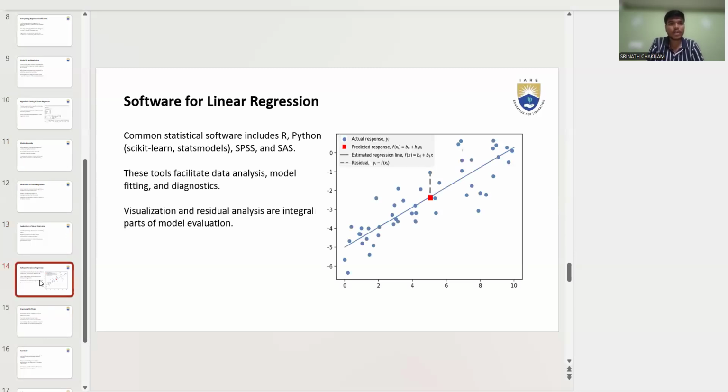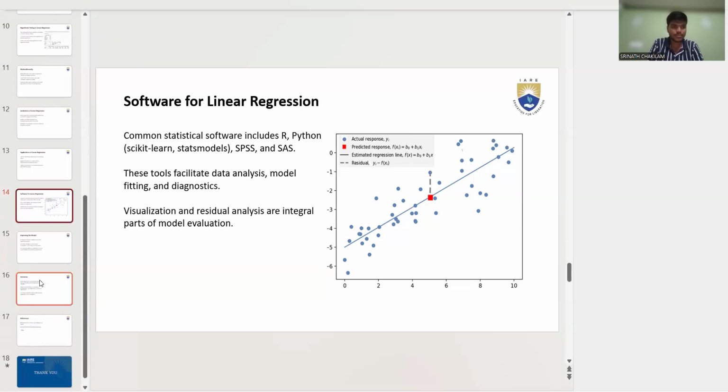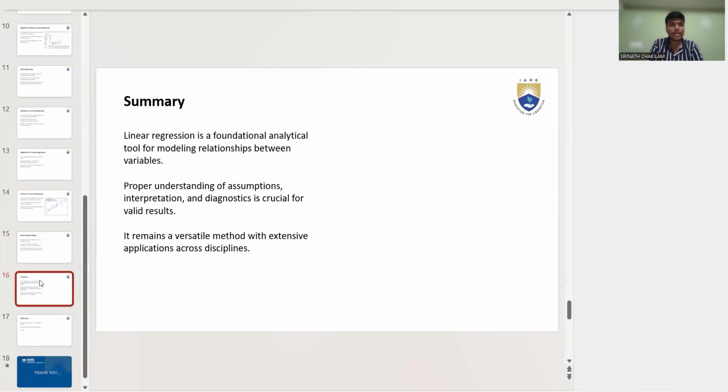Common statistical software includes R, Python, statsmodels, SPSS, and SAS. These tools facilitate data analysis, model fitting, and diagnostics. Visualization and residual analysis are integral parts of model evaluation. And next is the summary.